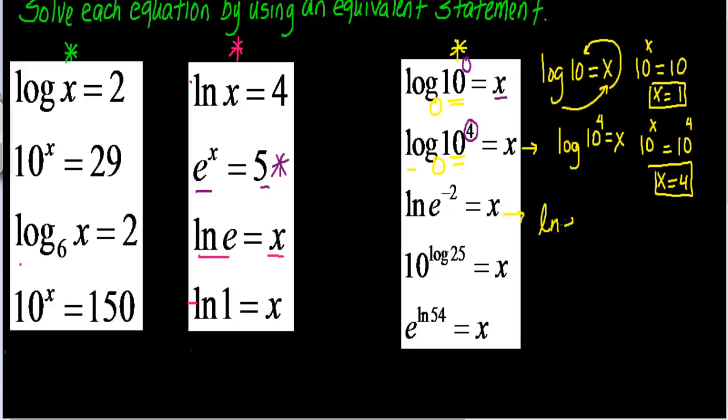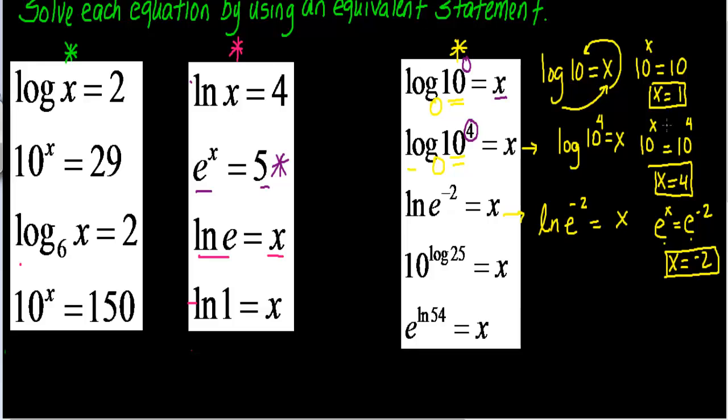Natural log of e to the negative 2 power is equal to x. Let's rewrite it as an exponential function. Remember, the base for the natural log is e, so I have e to the x is equal to e to the negative 2. Equal bases, exponents have to be equal, so x is negative 2.